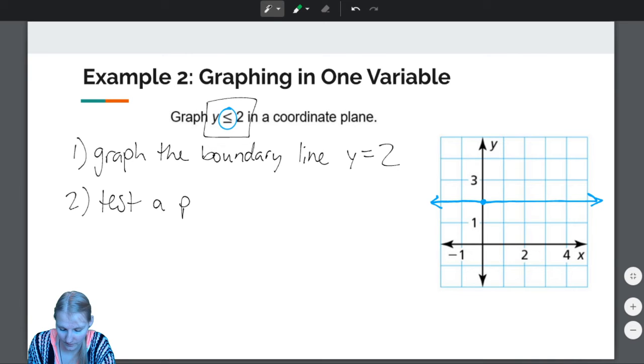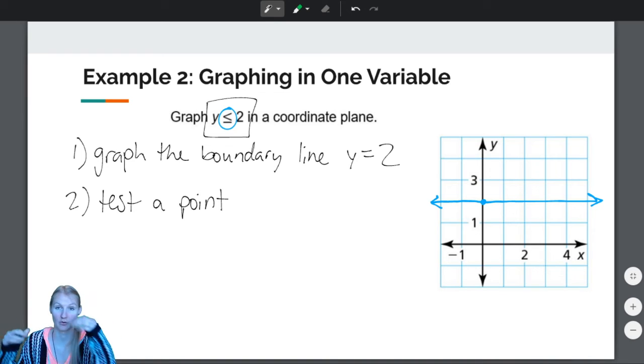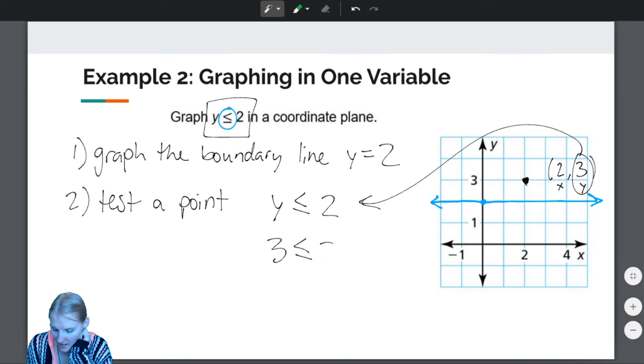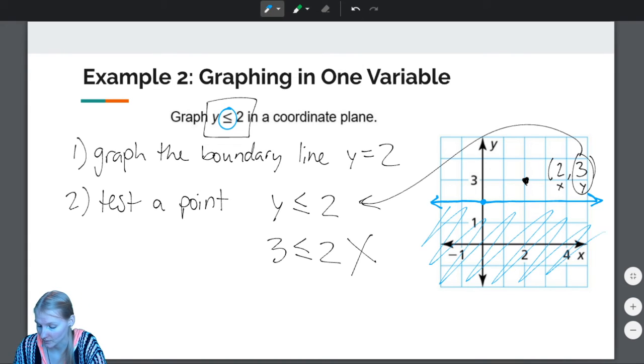Step number 2, test a point on one side of the boundary line. So let's test this point. It's (2, 3). And we have y is less than or equal to 2. The y-coordinate of this point is 3, so I'll plug that in, and I get 3 is less than or equal to 2. Is that true? Is 3 less than 2? No, not true, which means that I'm going to shade the other side of the plane.